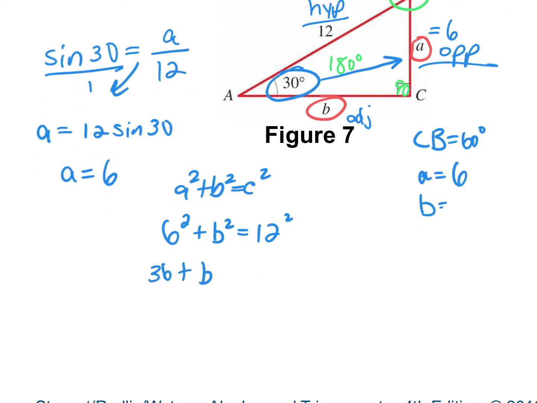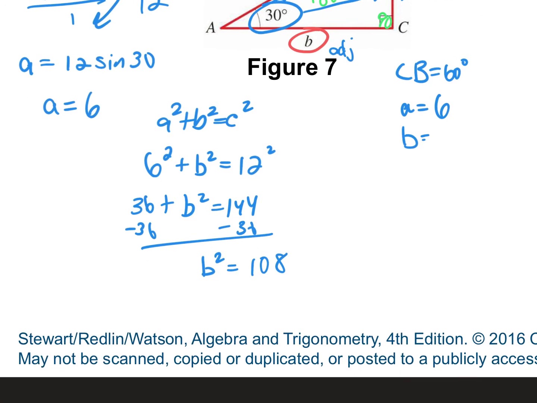36 plus B squared equals 144. Subtract 36 from both sides, and I get B squared equals 108. So how do I figure out how long B is? I'm going to take the square root. So B equals, well, we've got to break down 108. What's the biggest perfect square that goes into 108?